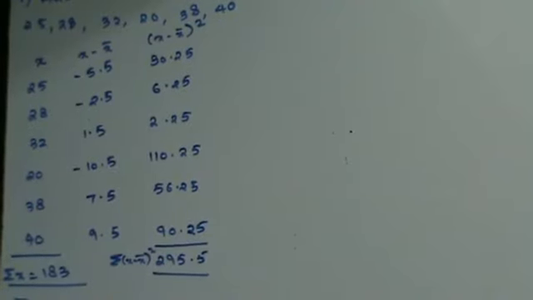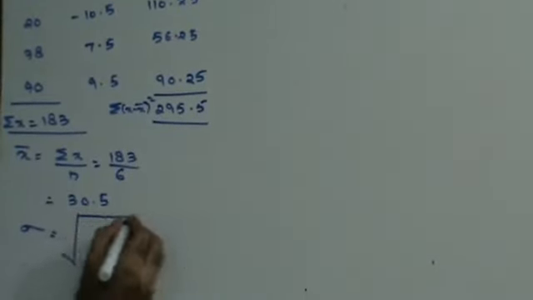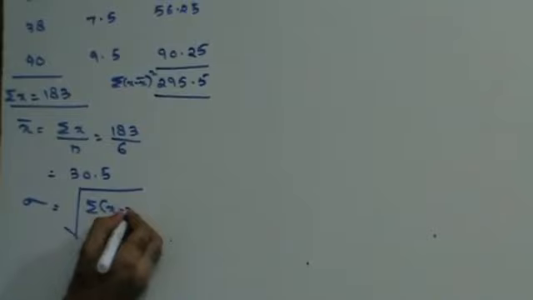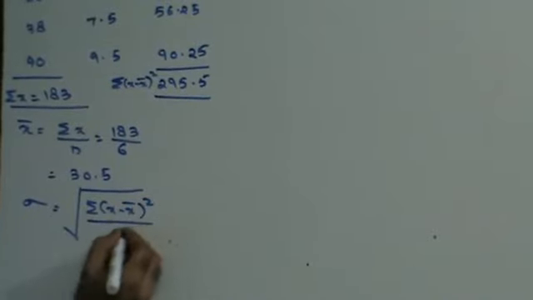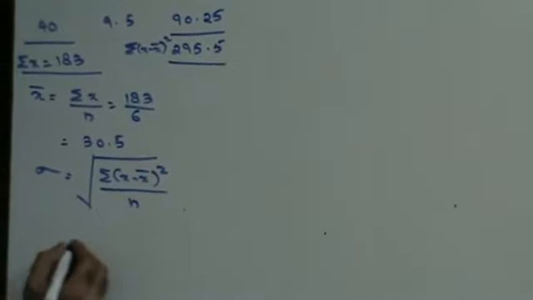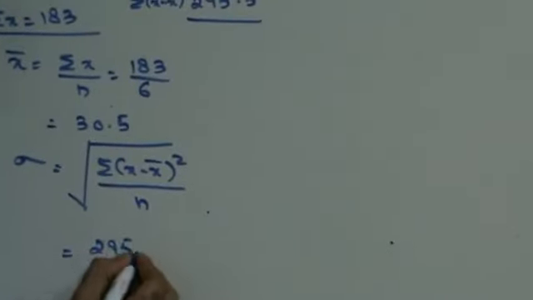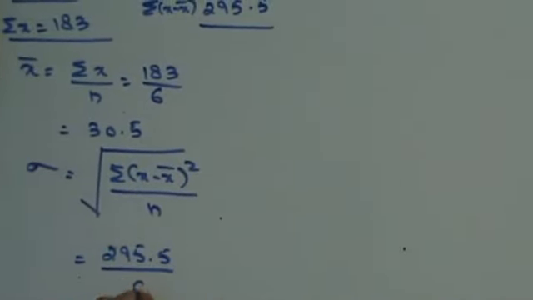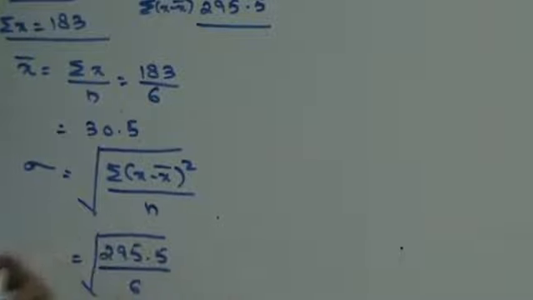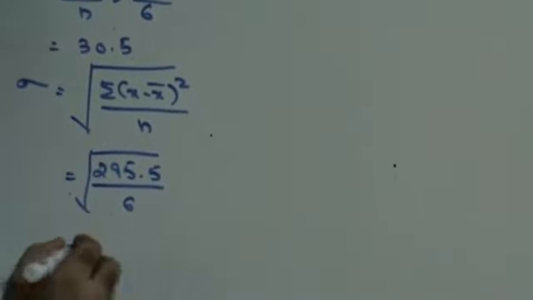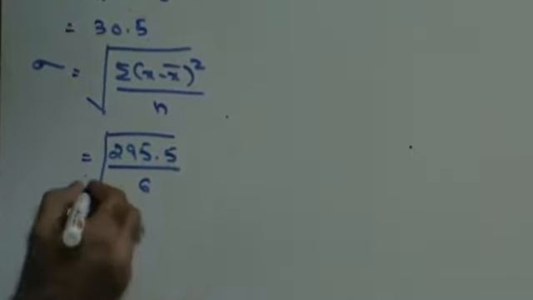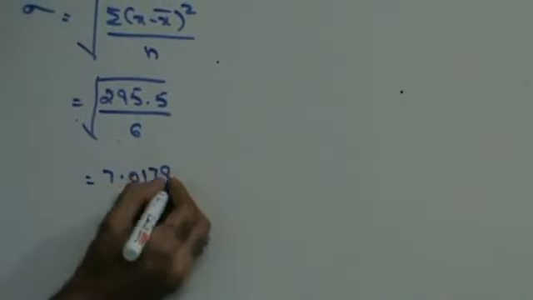Standard deviation, this is the symbol for standard deviation, sigma, is nothing but square root of sigma x minus x bar the whole square upon n, which is nothing but square root of 295.5 upon 6. When you solve this, you will get the answer as 7.0178. That will be your answer for standard deviation.